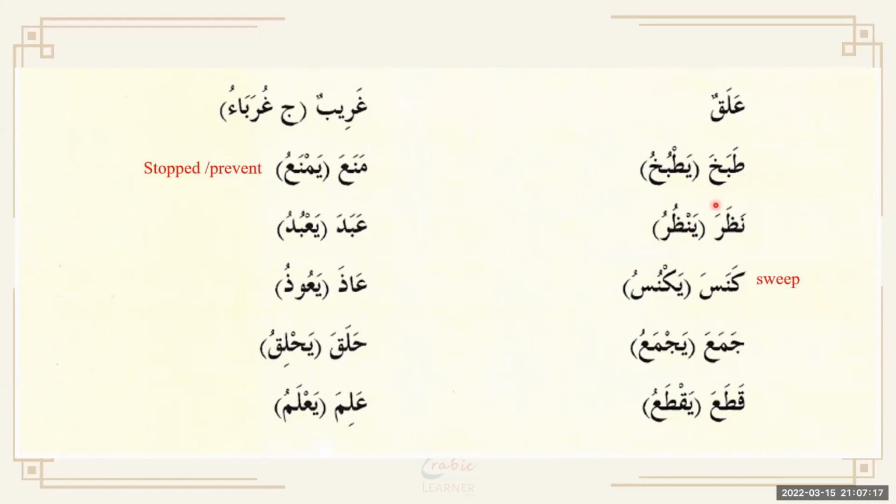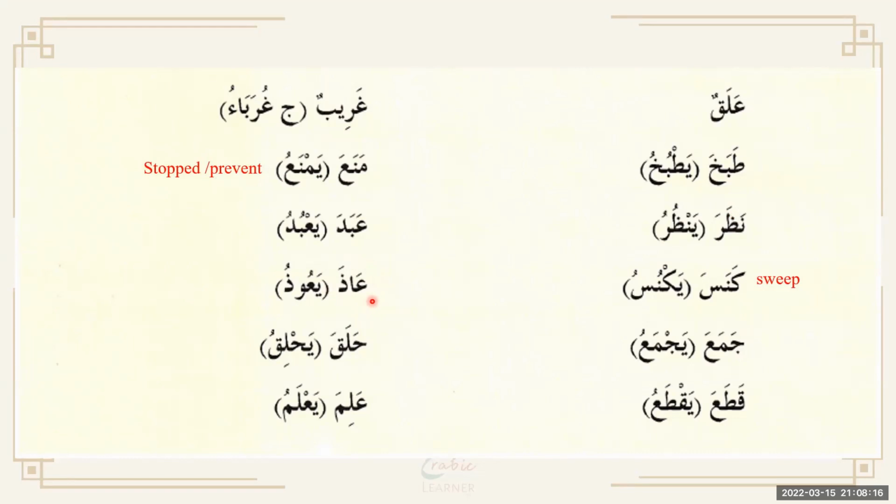Tabaha. What is tabaha? He cooked. Mana'a, yamna'u. He stopped. Nadara. He saw. Very good. Abada. He surrendered. Kanasa. He swept. Aada. What is aada? Aada ya'udhu. He took refuge. He sought protection. Not he asked. He sought.